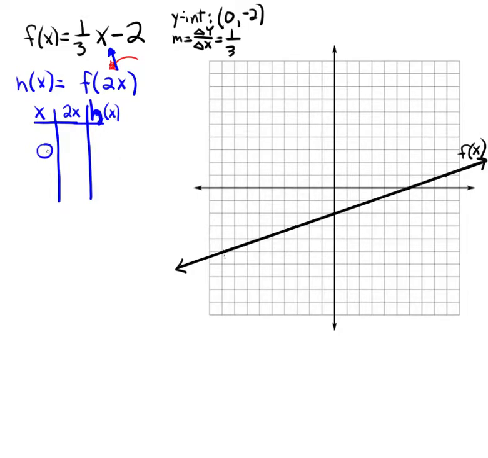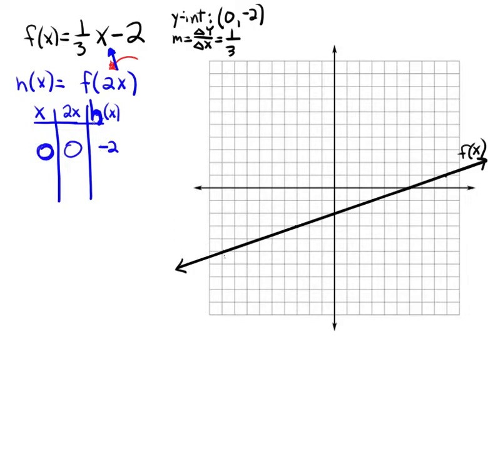So I started with 0 because that's the easiest one to start with right now. 0 times 2 is 0, so we'll substitute 0 in for x up here in our parent function. 1/3 times 0 is 0, so that would be 0 minus 2 is a -2. So my coordinate pair is going to be 0, -2.